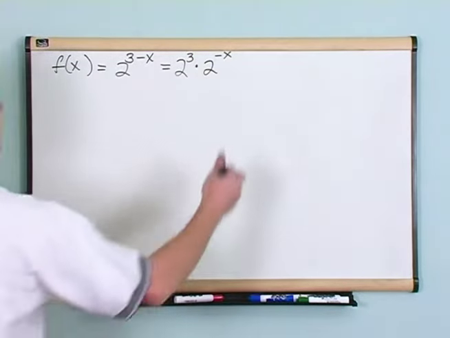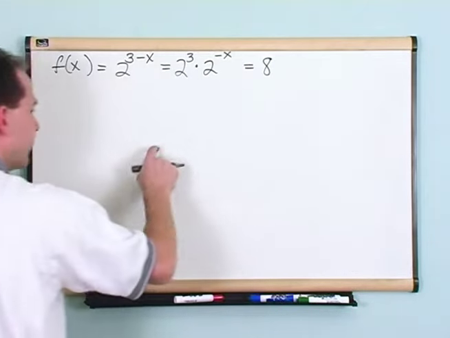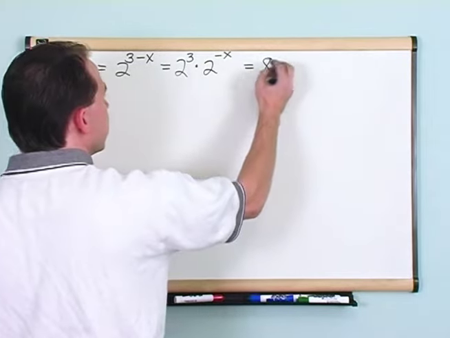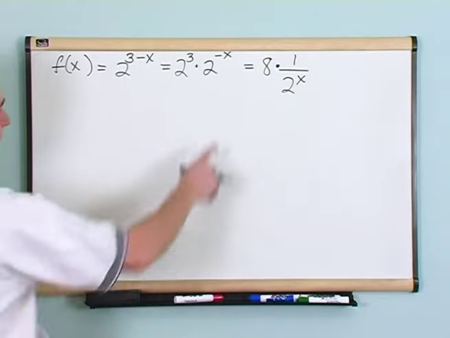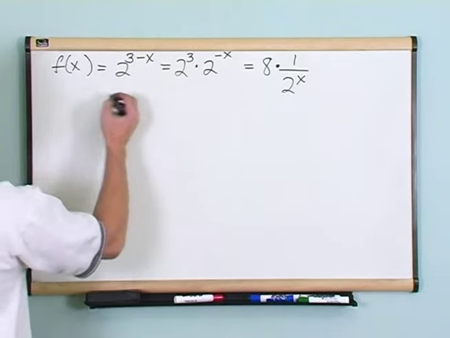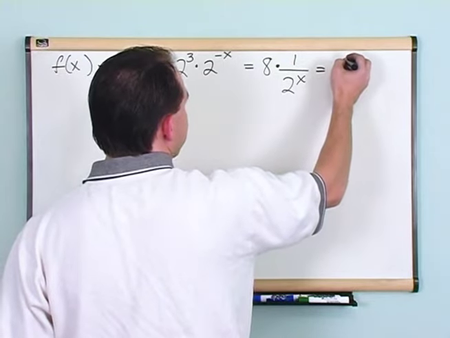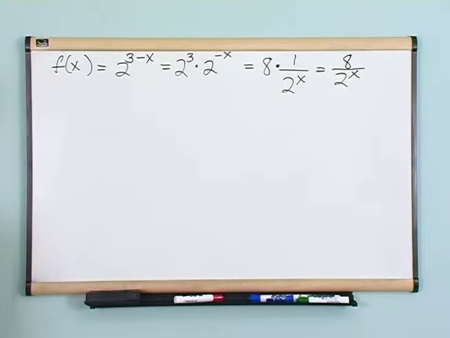Okay. Next thing I would notice is that 2 to the 3 is just simply 8. 2 times 2 is 4, 4 times 2 is 8. And then 2 to the negative x can be written as 1 over 2 to the x because you have a negative exponent. So in the end, this would be 8 over 2 to the x power.